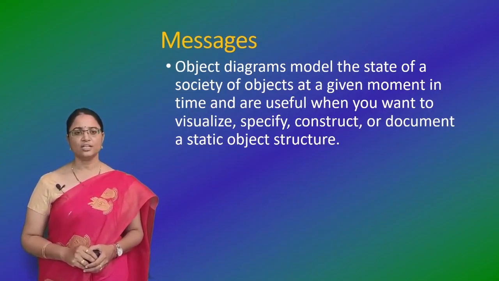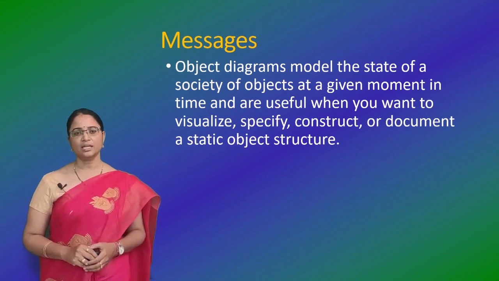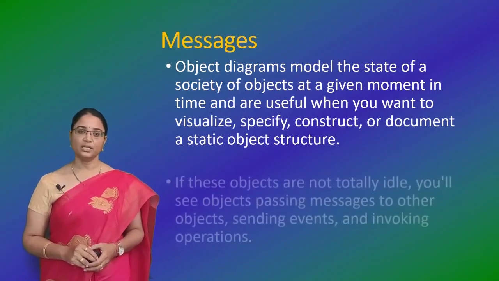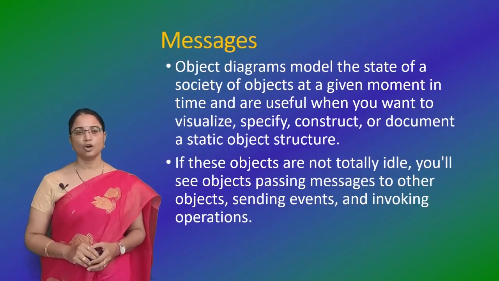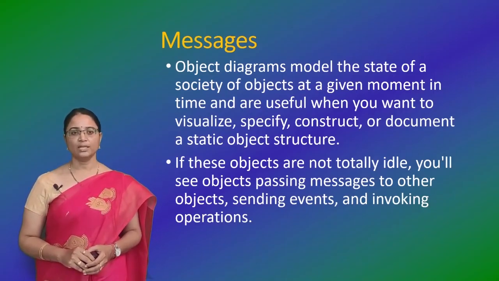Suppose you want to model the changing state of a society of objects over a period of time. Think of it as taking a motion picture of a set of objects, each frame representing a successive moment in time. If these objects are not totally idle, you will see objects passing messages to other objects, sending events and invoking operations also. In addition, at each frame, you can explicitly visualize the current state and role of individual instances.